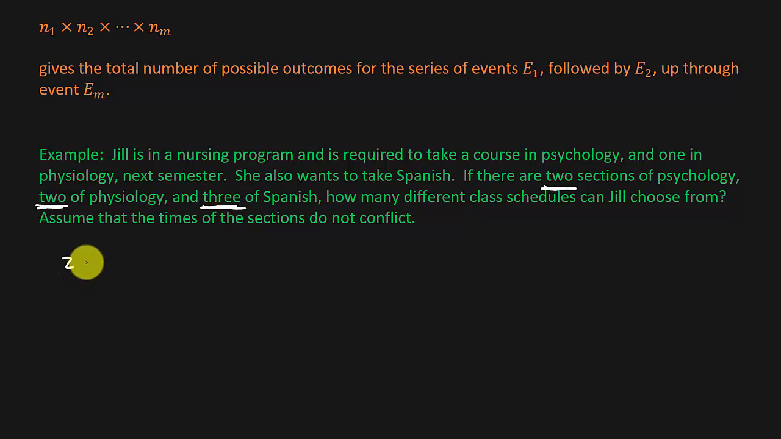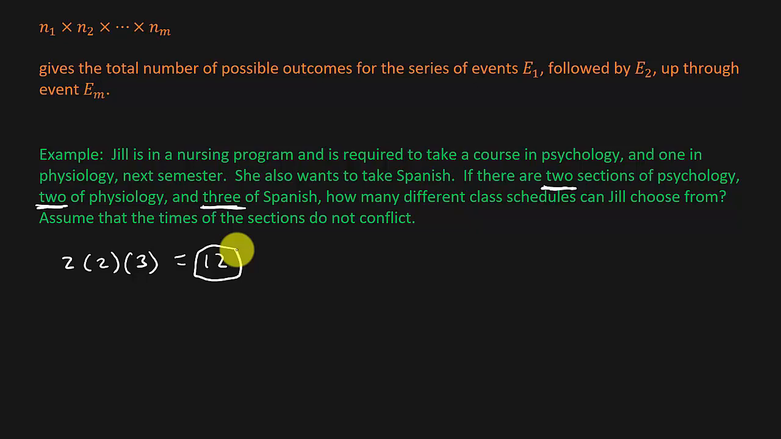So it's just 2 times 2. This 2 here is for the number of sections for psychology. This 2 is for the number of sections of physiology. And then times 3, which is the number of sections for Spanish. And this is equal to 12. So there's 12 possible schedules. Okay, all right, so that's easy enough there.